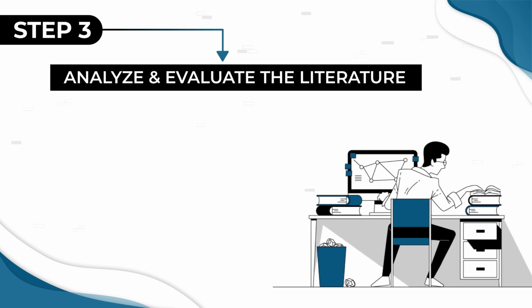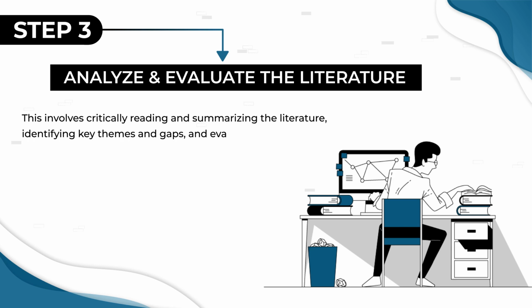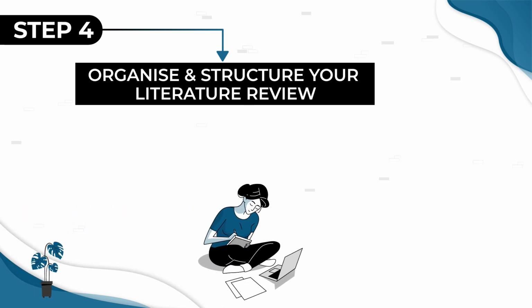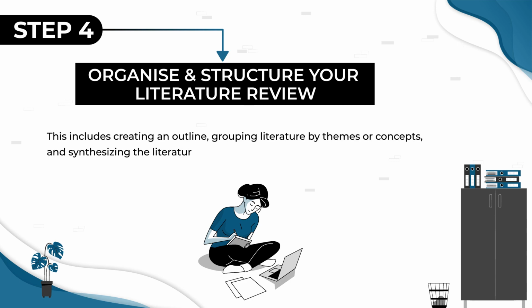After you have identified relevant literature, you need to analyze and evaluate it. This involves critically reading and summarizing the literature, identifying key themes and gaps, and evaluating the quality and relevance of the research. After analyzing and evaluating the literature, you need to organize and structure your literature review. This includes creating an outline, grouping literature by themes or concepts, and synthesizing the literature to form a cohesive argument.